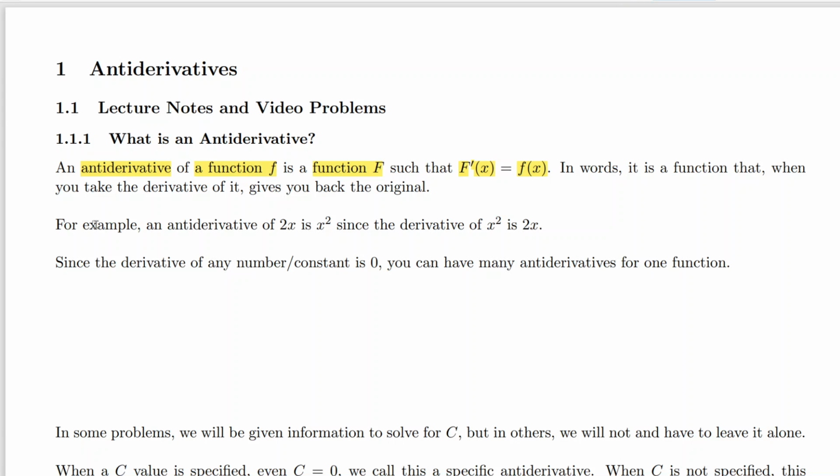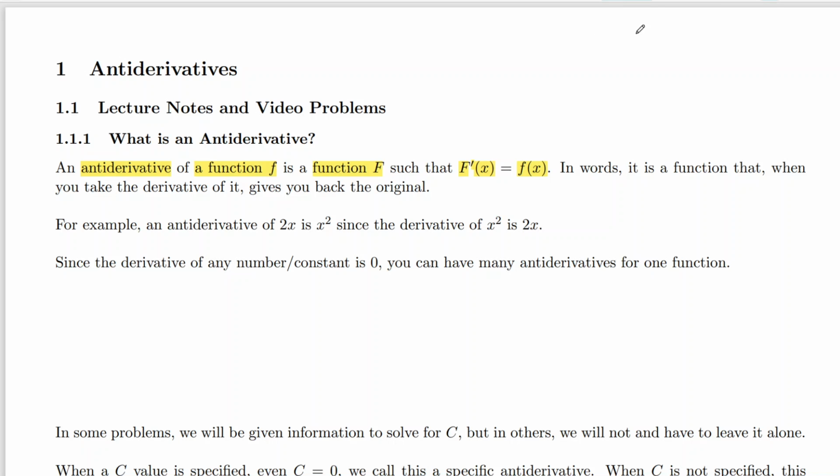Now, for example, an antiderivative of the function 2x is x squared. And the reason that is the case is because when you do the derivative of x squared, the one thing we're calling the antiderivative, or an antiderivative, I should say, you get 2x. So you get back to the original.